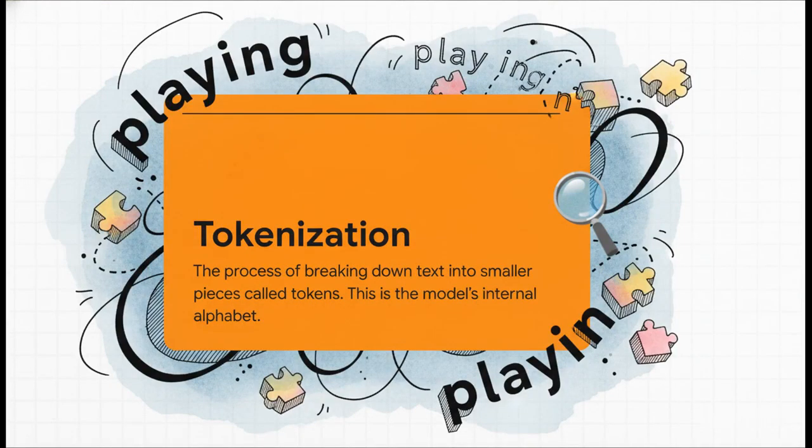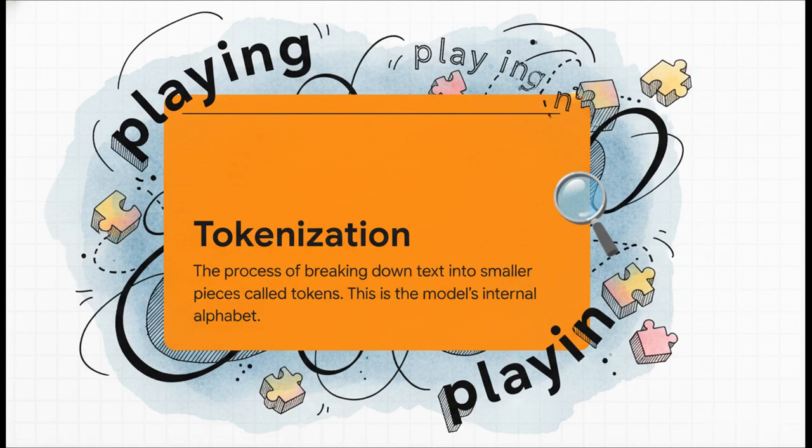So how does that work for language? Well, the very first step is something called tokenization. An AI can't just read whole words like we do. Instead, it breaks our text down into a fixed alphabet of pieces called tokens. So a word like playing might get split into two tokens, play and ing. This is super clever, because it lets the model handle any word you can imagine using a limited set of reusable parts.